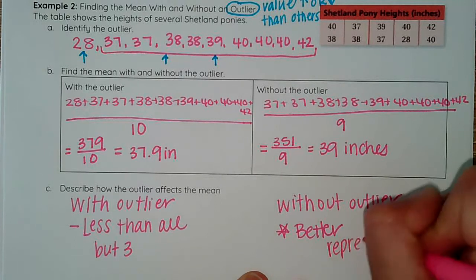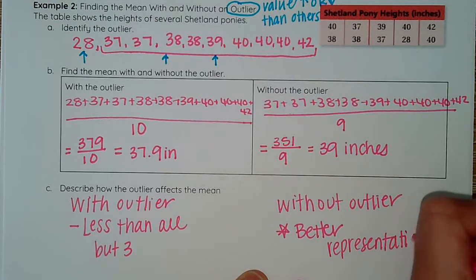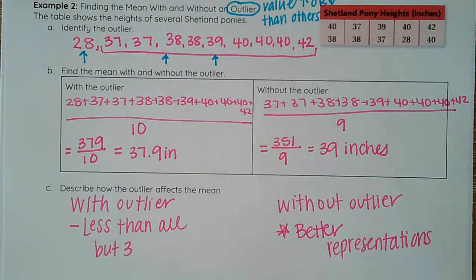Now, sometimes, like I said, that outlier won't make much of a difference, and so you can use either one, with or without. But definitely double check for outliers and see how they impact your data.